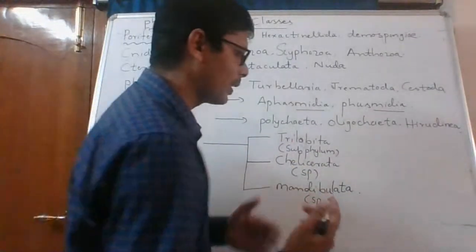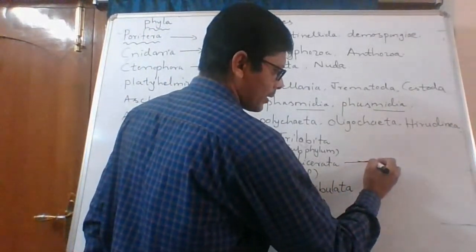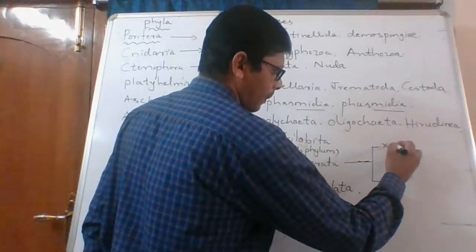In these subphyla, there are classes. In Chelicerata, we have two classes here. One is Xiphosura.